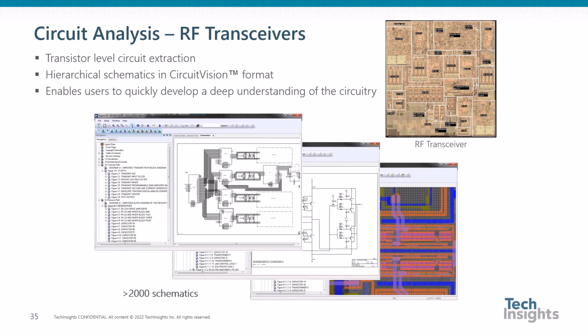That being said, if you have a large number of circuit RF patents, then a full extraction may be the way to go, as this type of analysis really answers all the questions. I keep mentioning that these types of reports are delivered in a Circuit Vision format, but for this size of a circuit extraction that involves over 2,000 schematics, the navigational capabilities of Circuit Vision become crucial and enable the user to quickly develop a deep understanding of the circuitry.